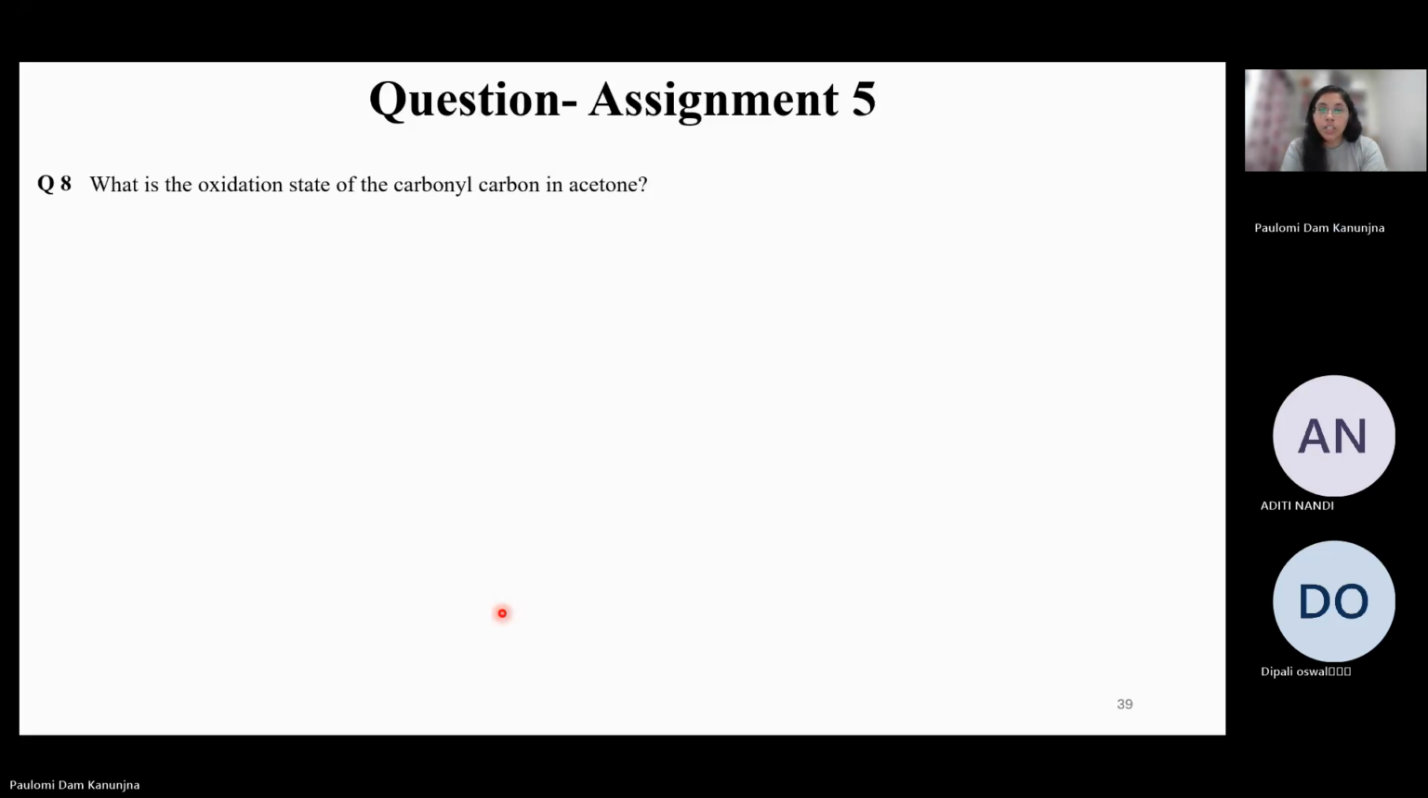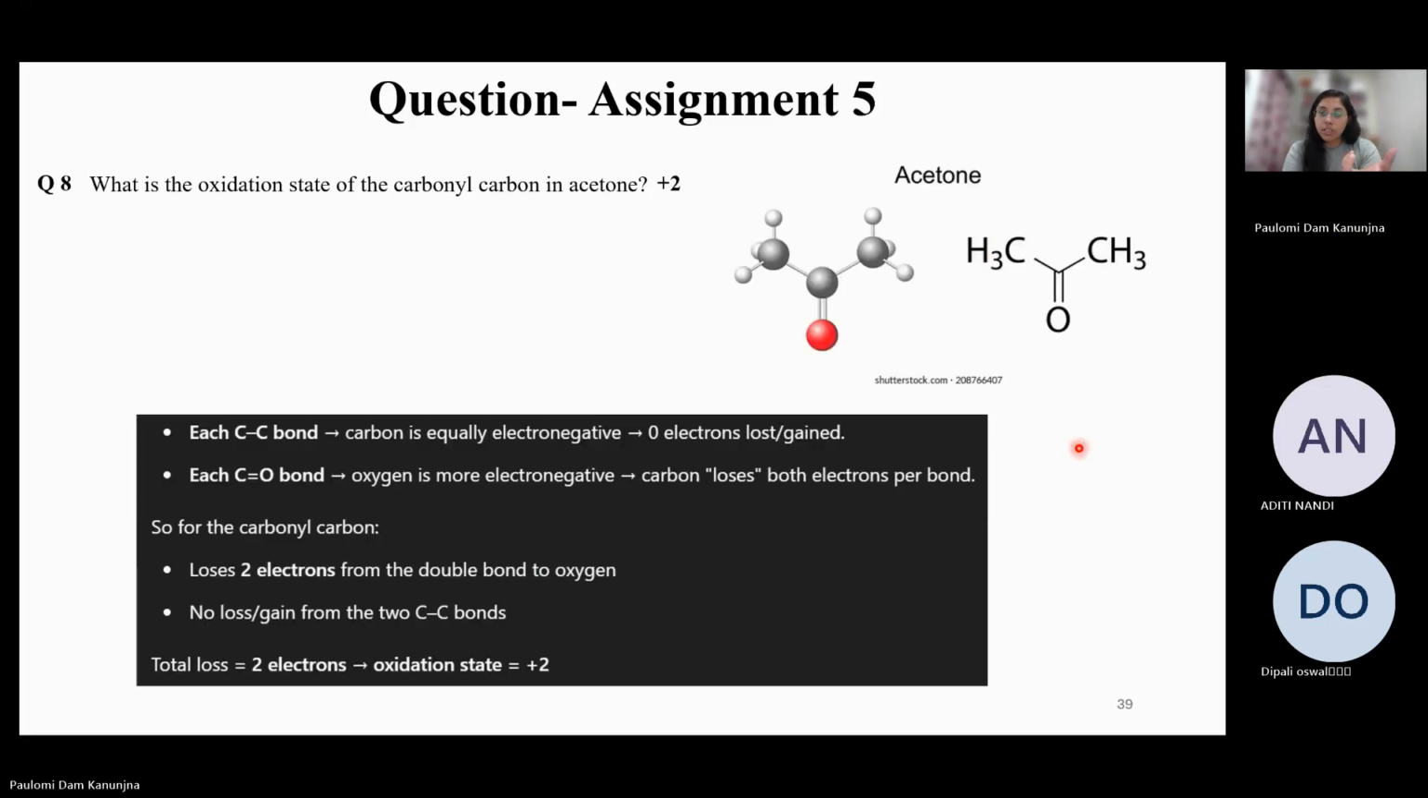Right. Plus 2, because this is how the structure is, CH3COCH3. And as we know, in each of the C-C bonds you have equal sharing, so there is no gaining of electrons or pull of electrons. But in the C=O bond, because oxygen is more electronegative, carbon will lose the electrons. So that will give rise to +2 as its oxidation state.